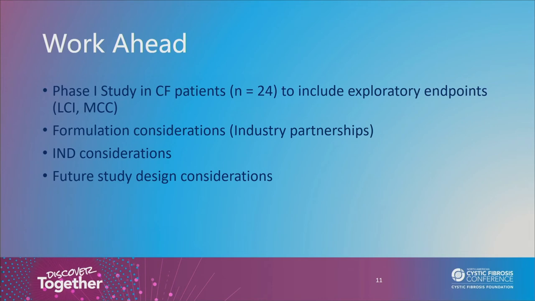Obviously, there are a few big questions which are the next mountains to climb, which is not just how we're going to do a study, but formulation considerations. Ideally, these two drugs render themselves as good candidates to put on an MDI, but how that can be formulated is a big question, as well as IND considerations and also what a future study may look like. You'll do it as a short-term study. Everything I've shown here is very acute changes, but CF is a chronic disease. So what is going to be the best study to propose to move this forward?